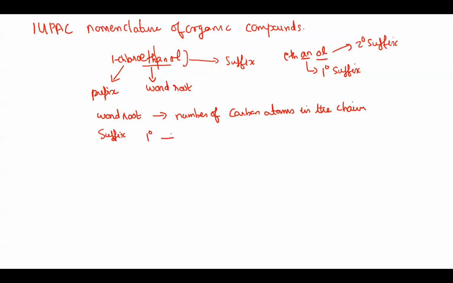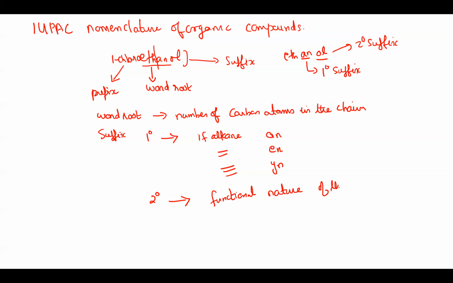Primary suffix deals with the nature of the chain. If it is an alkane, that means it contains only single bonds, the name will be an. If it contains a double bond, the name will be en. If it contains a triple bond, the name will be yn. And we have the secondary suffix. Secondary suffix deals with the functional nature of the compound.